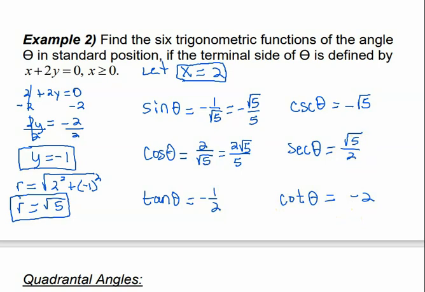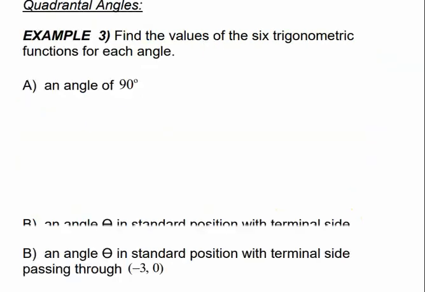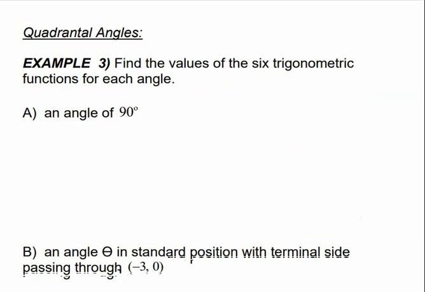All right, so now we're going to look at quadrantal angles. A quadrantal angle is one where the terminal side lies on either the x-axis or the y-axis. So, of course, an angle of 90 degrees is a quadrantal angle, and we're to find the values of the 6 trigonometric functions for each angle.